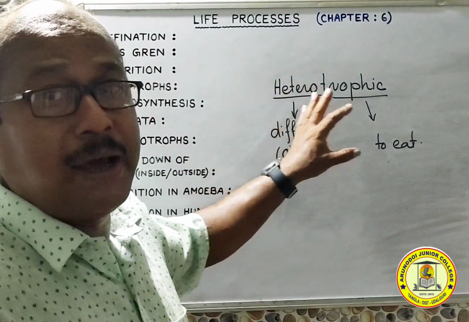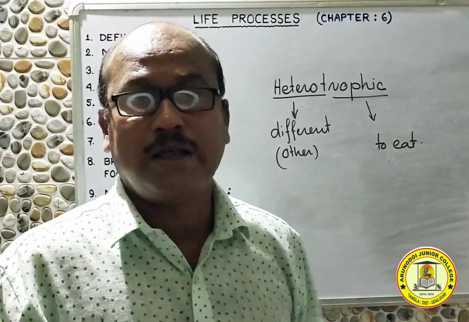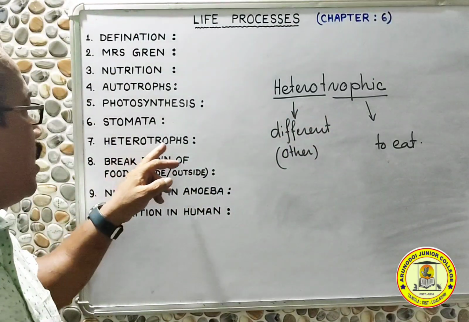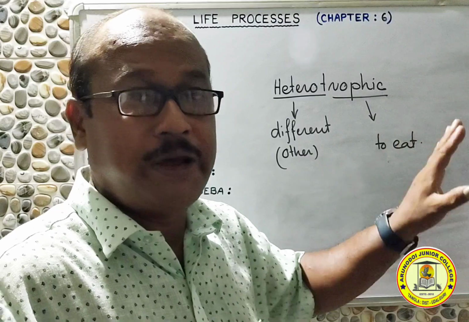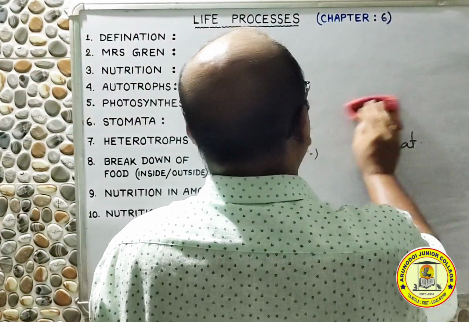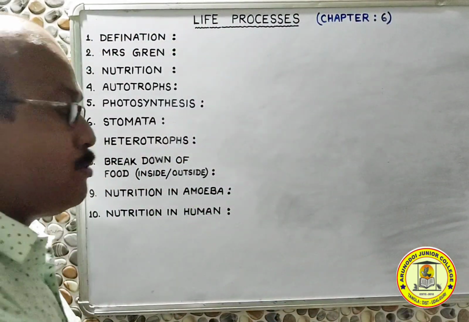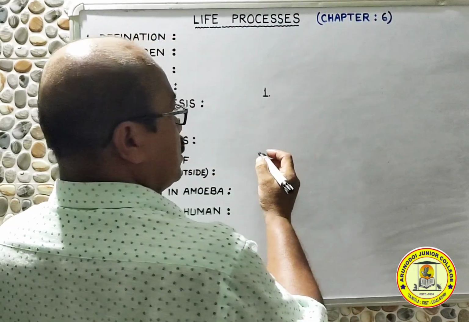Why? Because we cannot make this glucose inside our body, and therefore we have to collect it from some other source. So we will be called heterotrophs, and our mode of nutrition is called heterotrophic nutrition. Now, heterotrophic nutrition is again of different types. There can be different types of heterotrophic nutrition.